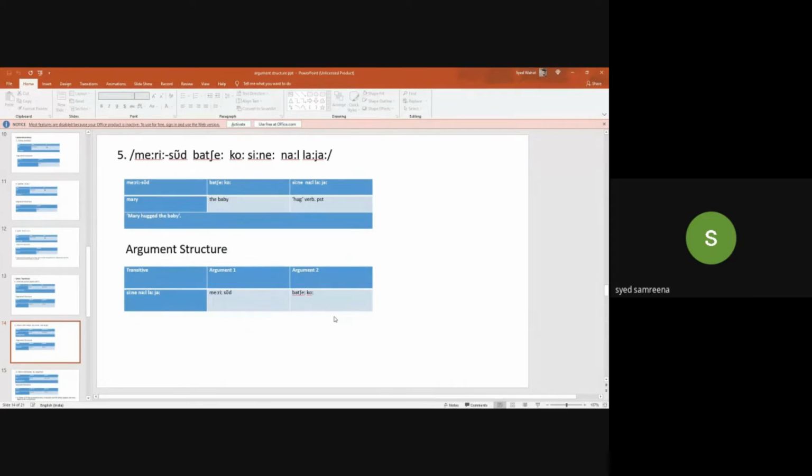Mary सुन बच्चे को सीने ना लाया. Mary hugged the baby. Argument structure can be shown as: for the transitive verb सीने ना लाया, it takes two arguments, one as the subject argument Mary सुन and another as the object argument बच्चे को.